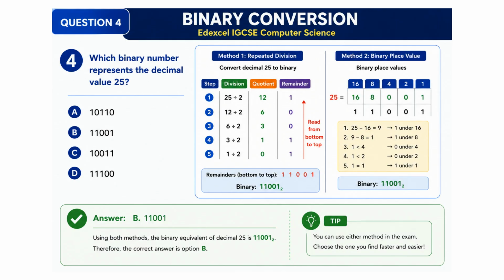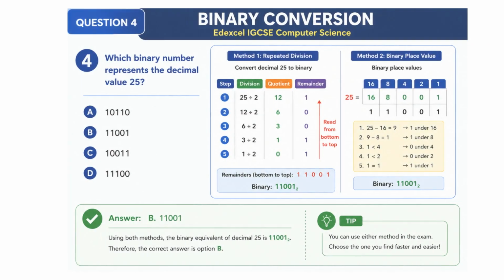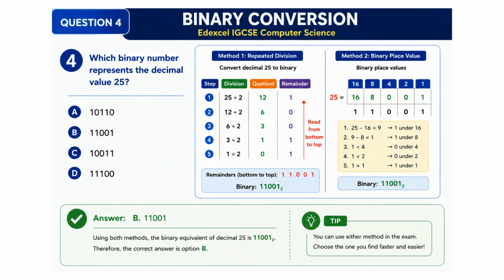The second is the binary place value method. Compare the decimal number 25 with the binary place values 16, 8, 4, 2, and 1. Since 25 equals 16 plus 8 plus 1, the binary digits become 1, 1, 0, 0, 1. So, the binary representation of 25 is 11001. In the exam, you can use either method. Choose the one that you find faster and easier.